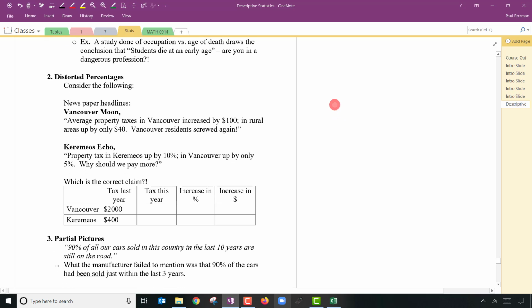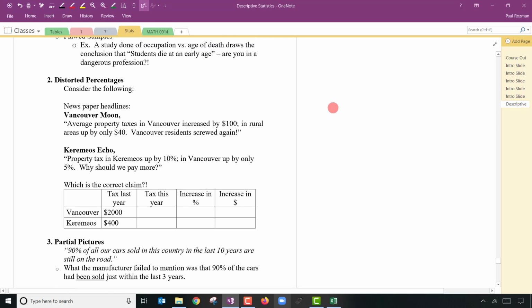Other interesting things, maybe moving on from sampling, would be distorted percentages. We have two newspaper headlines. The first one says, average property taxes in Vancouver have increased by $100. In the rural areas, they're only up by $40. Vancouver residents screwed again. That was the Vancouver paper. But then you go into the interior a little bit and you go to the Keremeos Echo newspaper, and their headline says property tax in Keremeos is up by 10%. In Vancouver, up by only 5%. Why should we pay more?